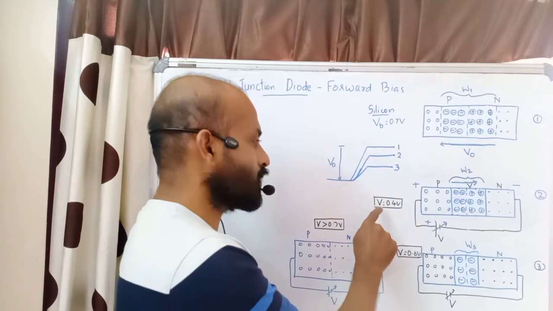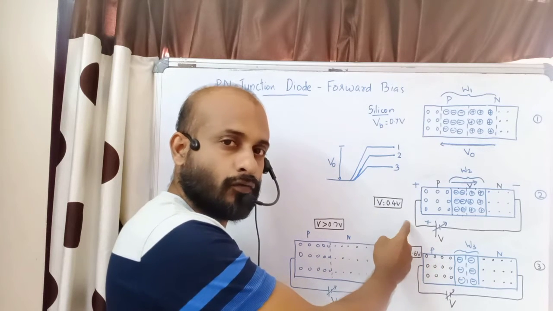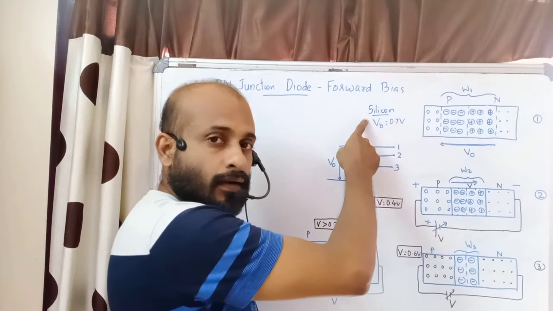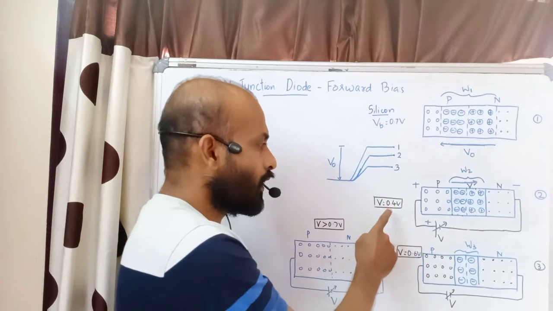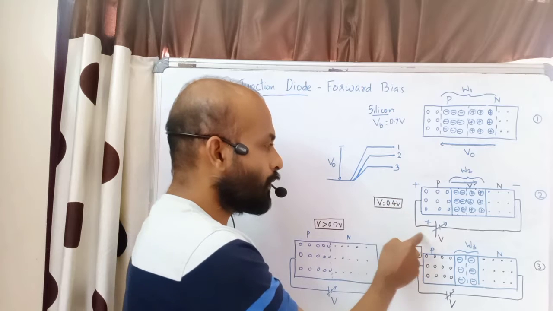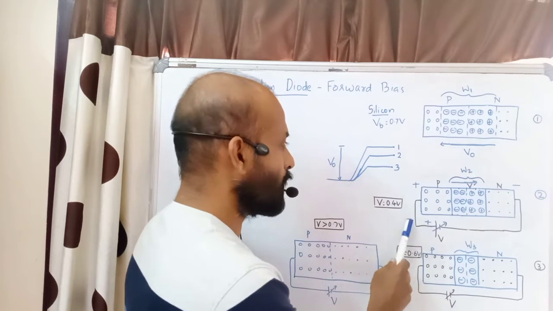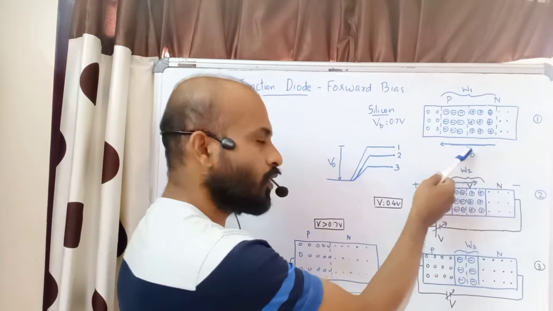For example, let us consider a potential value of 0.4 volt. Now I am applying a potential of around 0.4 volt. Let us choose the semiconductor silicon. Silicon has a barrier potential of about 0.7 volt. Now I have applied a voltage of 0.4 volt. So this 0.4 volt is applied in this direction because this is the positive side. So what is the direction of the applied potential? This is the direction of the applied potential. And the barrier potential is in the opposite direction.